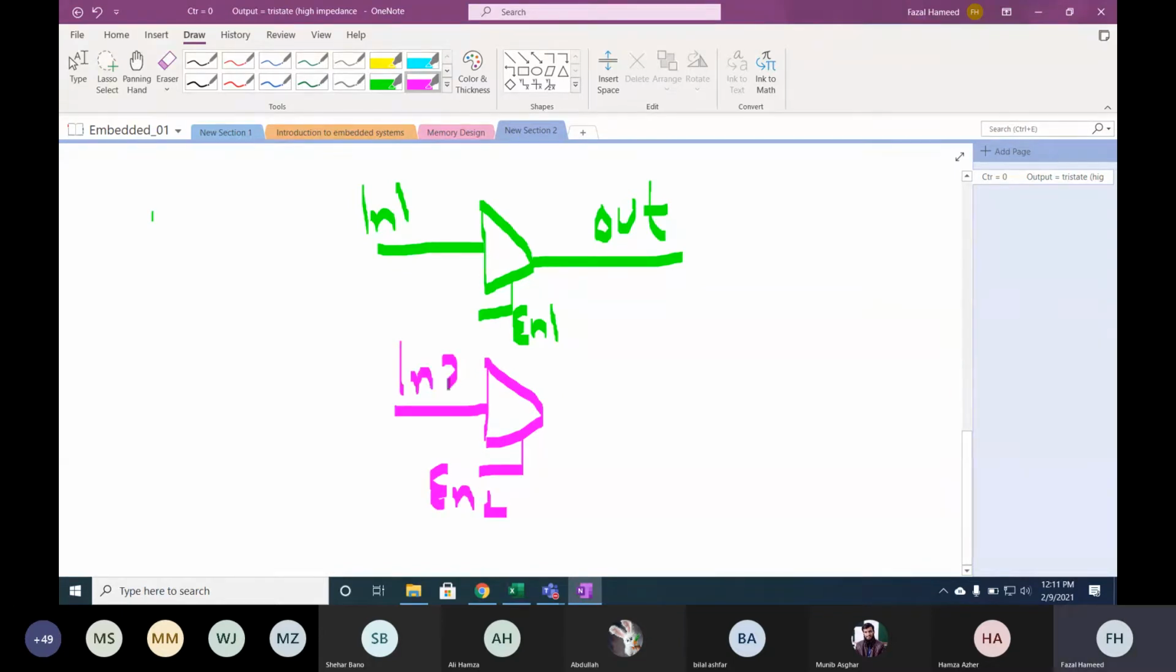In 2, and it's also connected to the output. So which input will be connected to the output will be determined by the signal En1 or En2. Now, if you look at this, there are possibilities for in 1 and out.